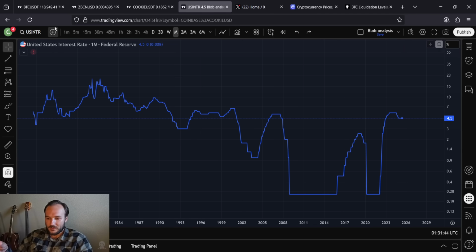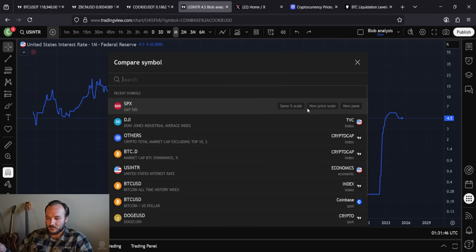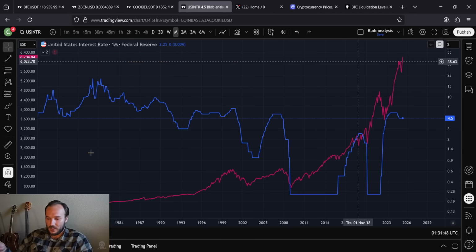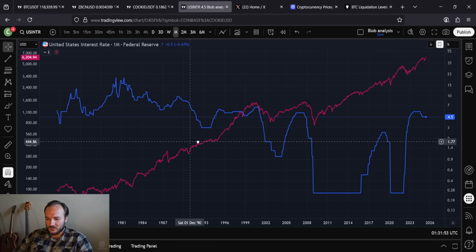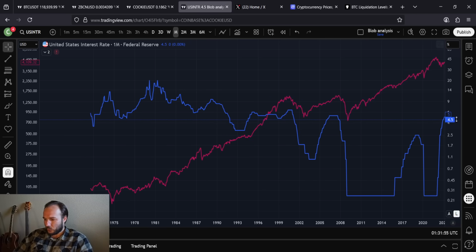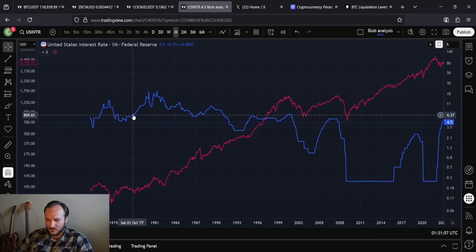We're going to overlay this. We're going to click compare to the S&P 500, okay? New price scale here. I'm going to put it in log, just so that it looks a little bit nicer, okay? We can have it overlap. That's fine. I'm okay with that. We're going to go back in time, okay? I want to point some stuff out.